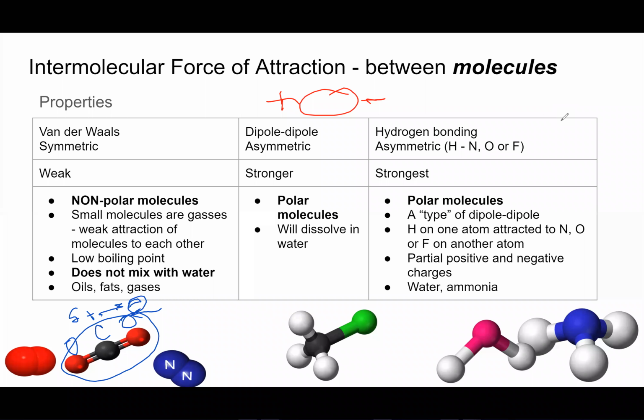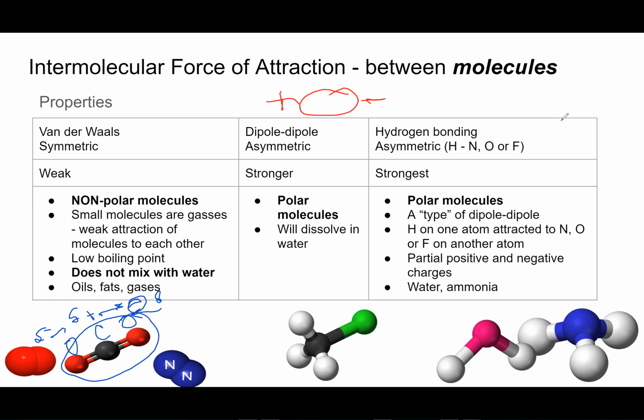And we use this little squiggle sign, partial negative and partial positive. But since you have an oxygen on this side as well, it's balanced out, it's even. So you're not going to have an overall positive charge on one side or negative charge on one side.